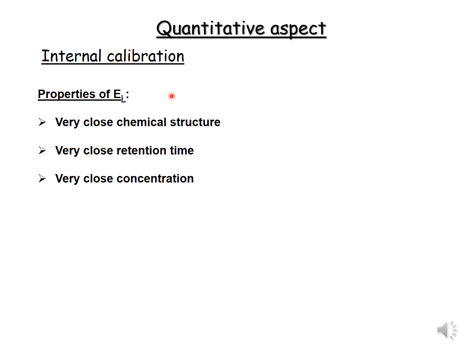So the internal standard has some properties. The properties of the internal standard are to have a chemical structure very close to the standard, to our molecules, because you need to separate these compounds, but without too much separation time, for example. Very close retention time, because of course if you have a separation in 2 hours with just the internal standard, there is a problem of analysis time, and very close concentration to calculate a good ratio.